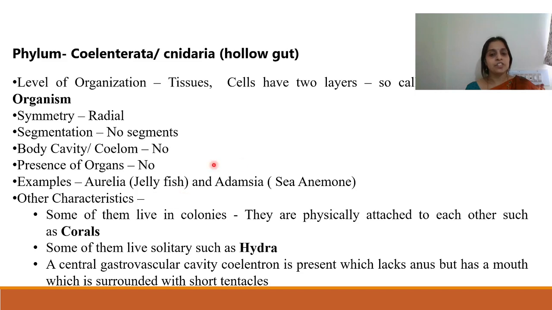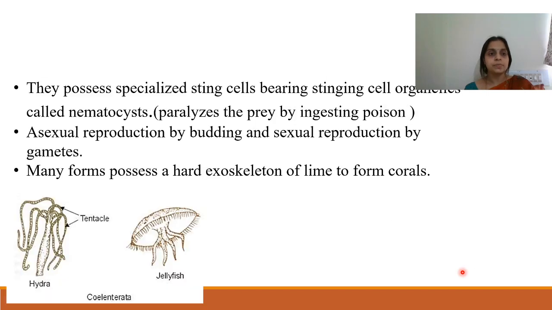Examples are jellyfish and sea anemone. Coming to its features, some of them live in colonies, so they are physically attached to each other, such as corals. Some of them live solitary, such as hydra; they are single. A central gastrovascular cavity, called the coelenteron, a hollow gut, is present which lacks an anus, but a mouth is present which is surrounded by short tentacles.